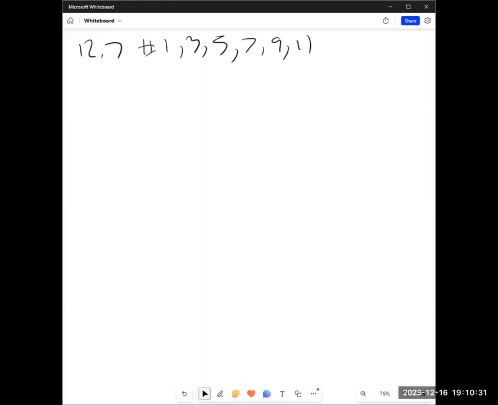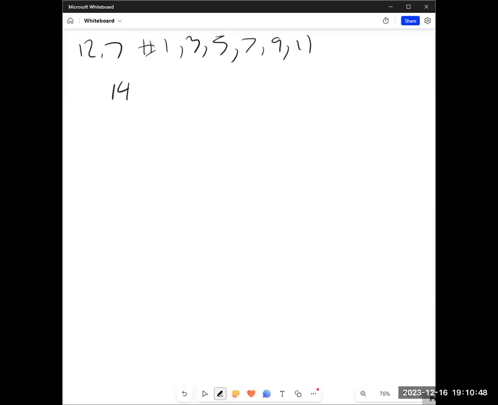I've already done the video on long division of polynomials earlier, but this is going to be something that makes our lives much easier when the denominator is a monomial.